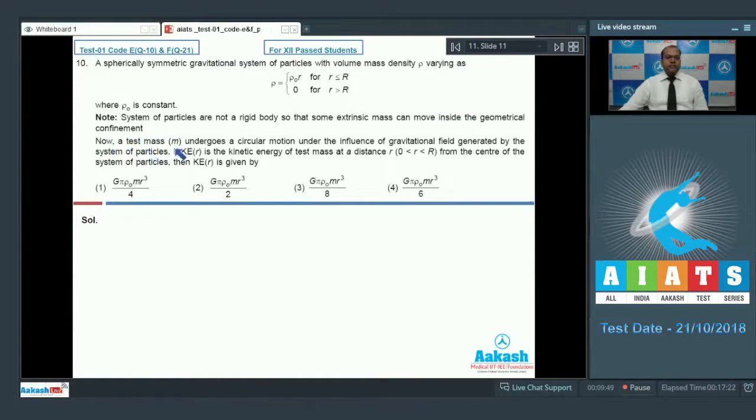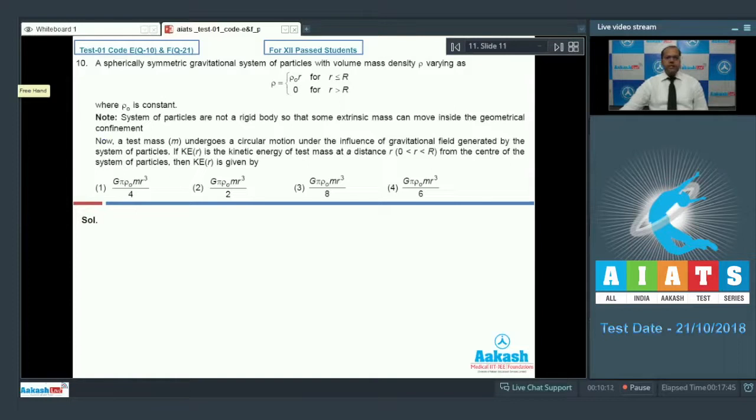Now, a test mass m undergoes a circular motion under the influence of the gravitational field generated by the system of particles. If K(r) is the kinetic energy of the test mass at a distance small r, where small r lies between 0 and capital R from the center of the system of particles, then we have to calculate the kinetic energy at a distance r.